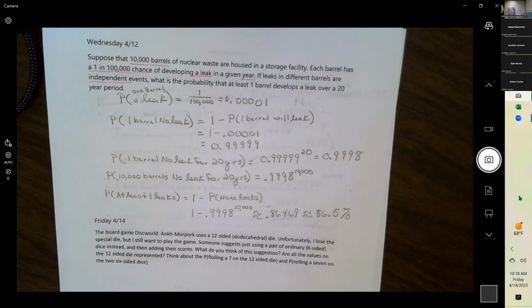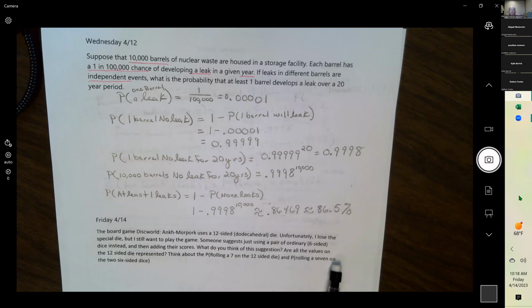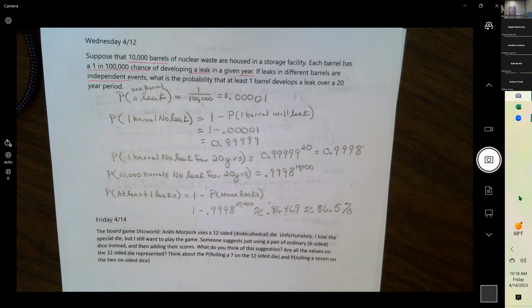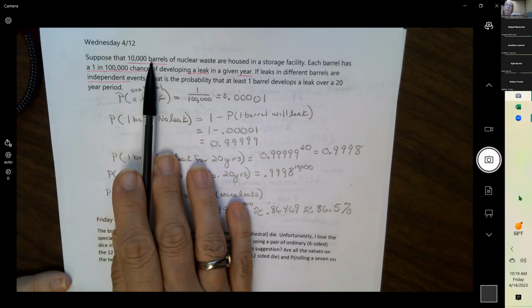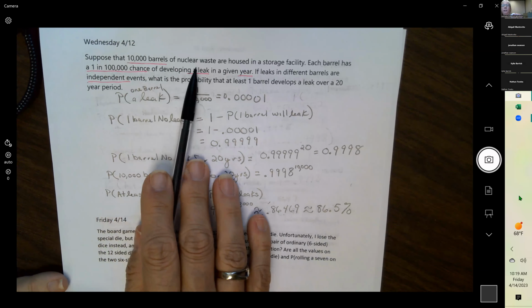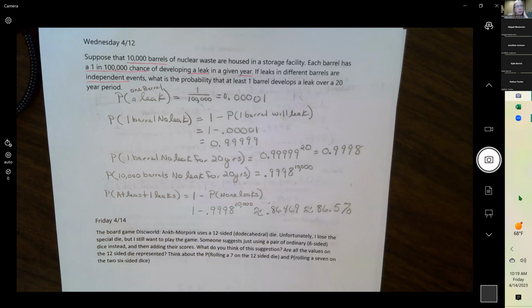When we bury 10,000 barrels of a nuclear waste, there's an 86.5% chance that at least one of them, if not more, is going to leak. I think that's too high to be burying them. But 20 years is not a long time. But that's what this is telling you, that there's an 86.5% chance that if you bury 10,000 barrels of a nuclear waste in 20 years, at least one of them will leak. Any questions on that?